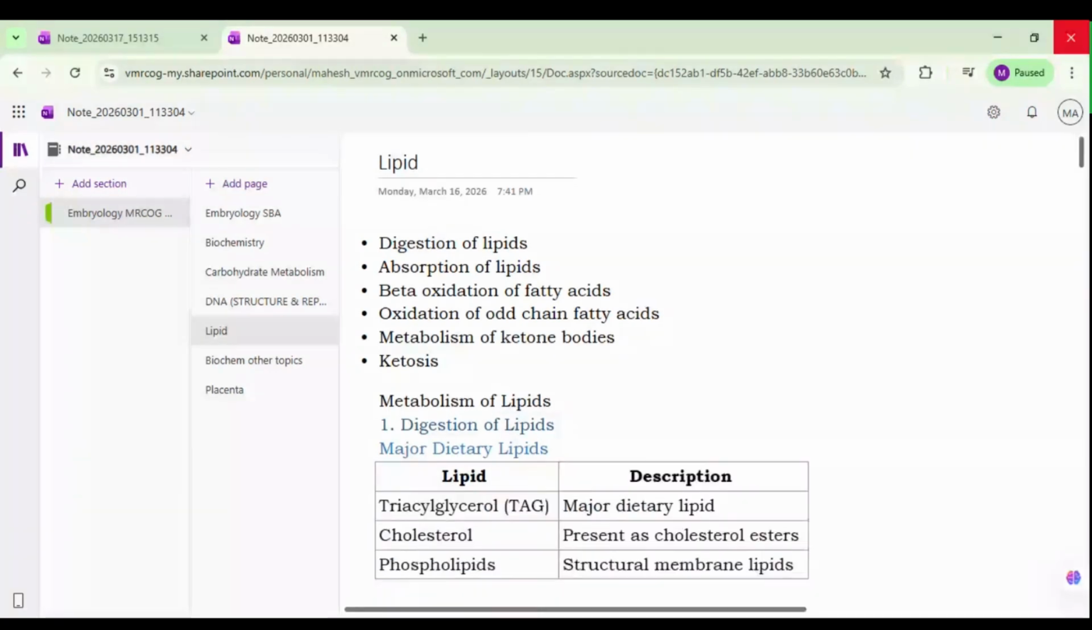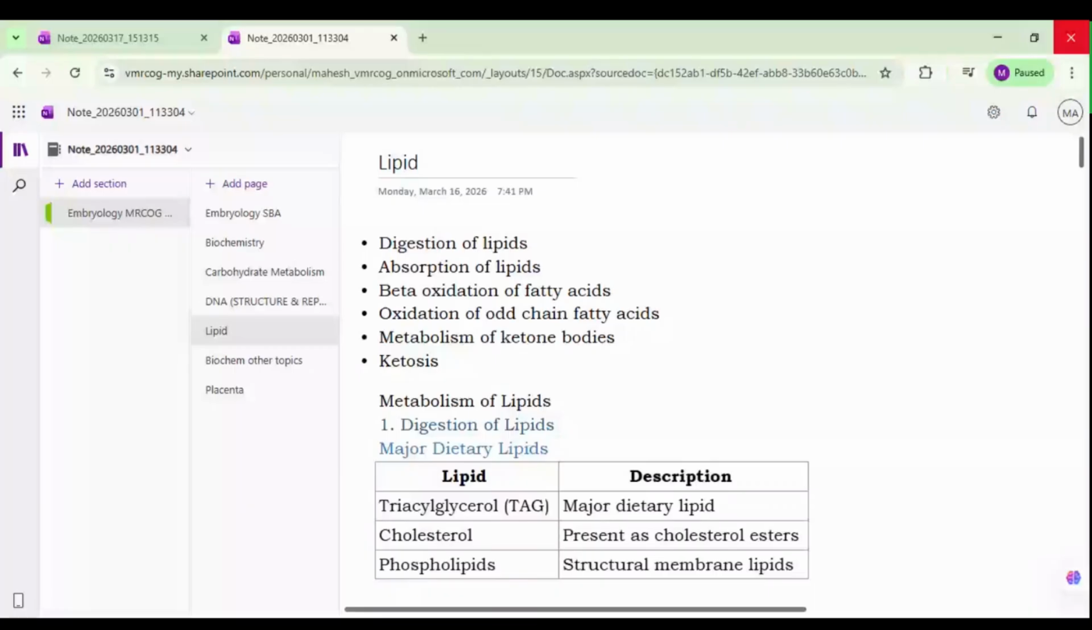Where does it happen, and what is the composition of the lipids in the diet? So major dietary lipids are in three forms. One is a triacylglycerol, second is a cholesterol, and third is a phospholipid. Triacylglycerol, that is TAG, is the major dietary lipid. Cholesterol is present as a cholesterol ester, and phospholipids are in the form of structural membrane lipids.